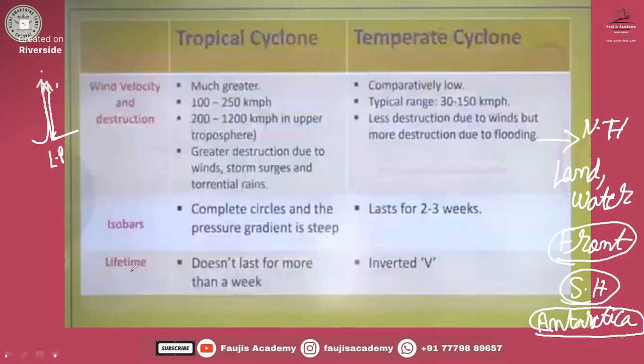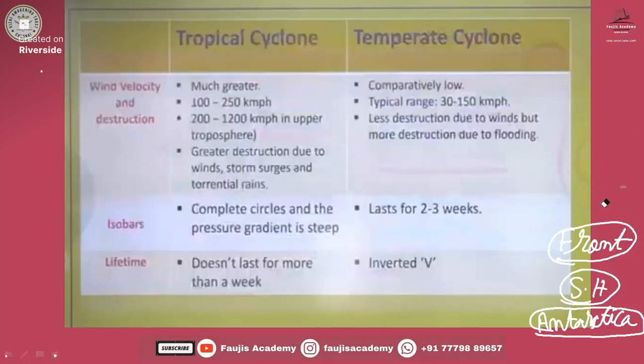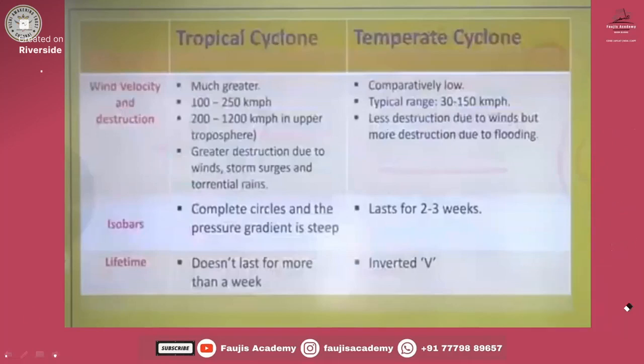Then lifetime. The tropical cyclone will last for a week, whereas the temperate cyclone will go on for many more days. Where the formation of inverted fronts takes place, there the temperate cyclone will happen. So it lasts for many days, not only a week. Because of that only we have the winter rainfall in the northern hemisphere.